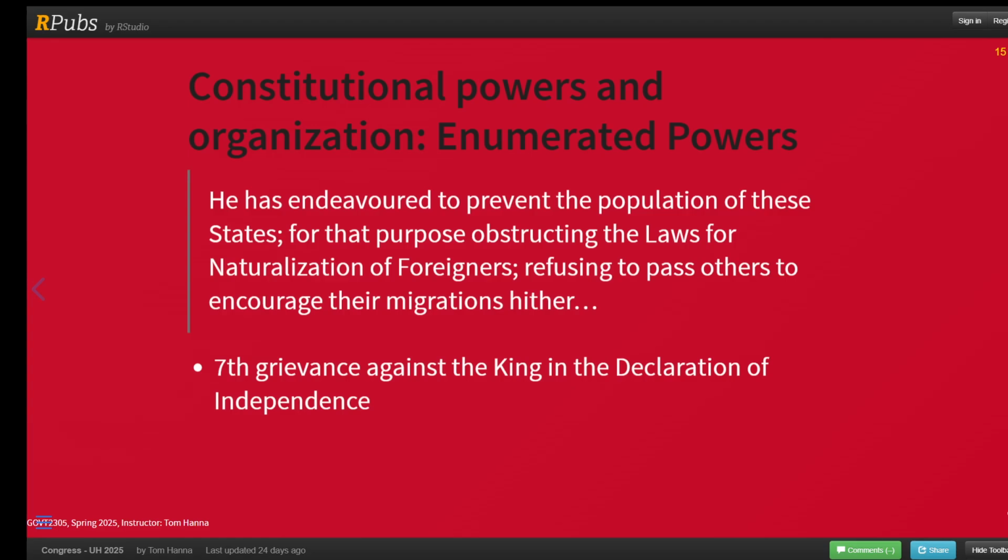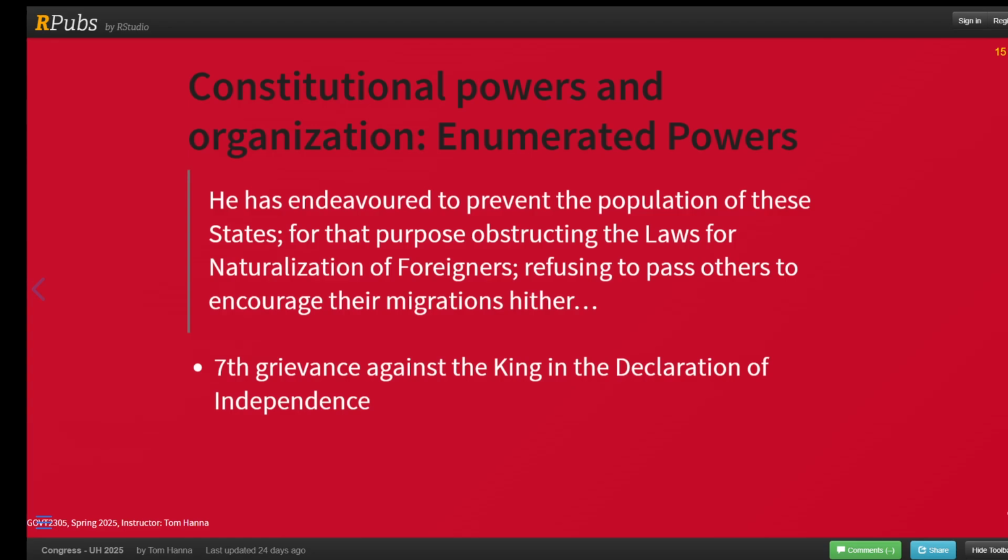There was a list of all the things that had gone wrong, all the things the king had done that were the reasons that the United States rebelled against England. And one of them was: he has endeavored to prevent the population of these states, for that purpose obstructing the laws for naturalization of foreigners. So he wasn't allowing foreigners to become citizens at all, and refusing to pass others to encourage their migrations hither.